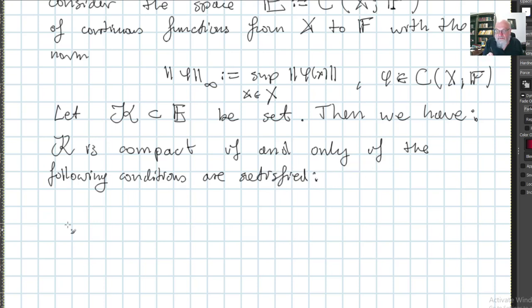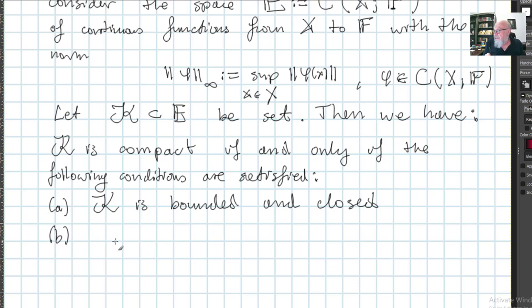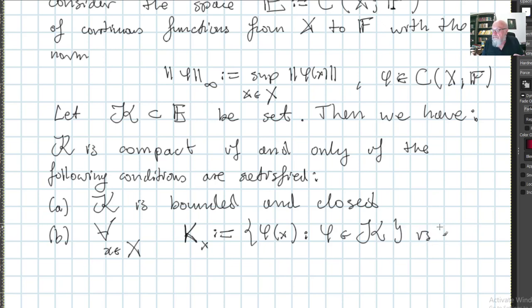And these conditions in our case are A. First of all, we already know K is bounded and closed. And the second condition is B: for every x belonging to X, the set, which I write like this, K with sub-index x, a little different from K but also with a sub-index, so I think it won't cause confusion, this is the set of all phi of x such that phi belongs to calligraphic K, is compact.